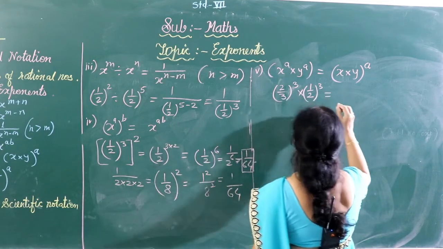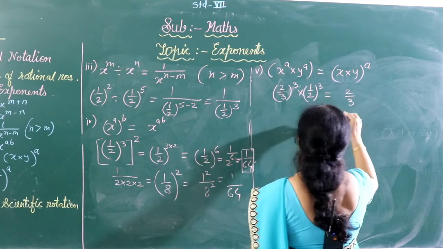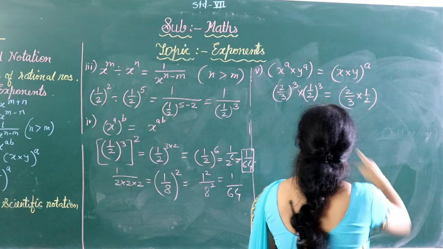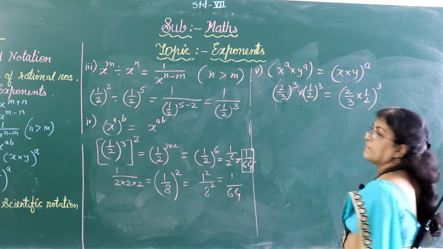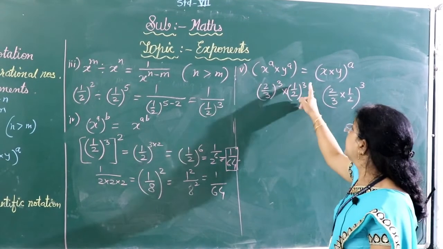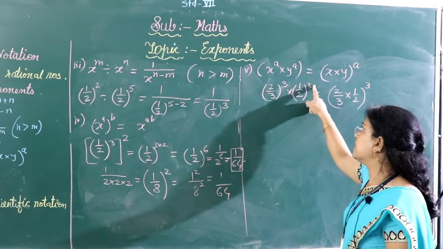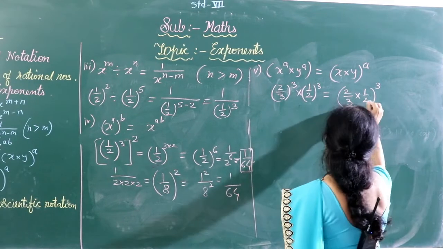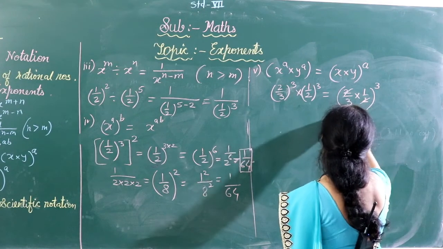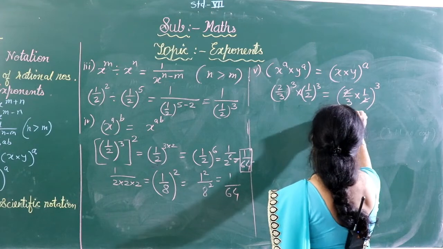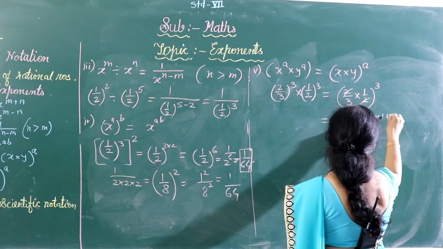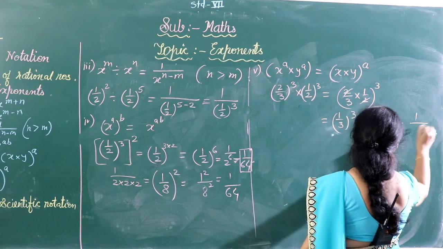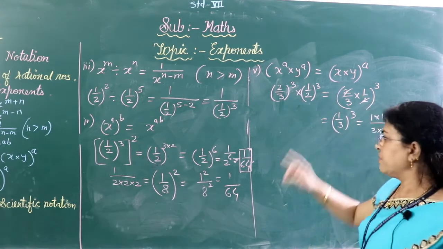So this you can write as 2 by 3 into 1 upon 2 together in whole bracket and then give the common index, right? They both have a common index. Bases are different, exponents are same. In that case you can take the multiplication of bases, right? Now solve it. So 2 will get cancelled with this. What is left? 1 upon 3 to the power 3. Now 1 into 1 into 1 will ultimately get 1, and 3 into 3 into 3, so what will you get? 1 upon 27. In this way you can solve.